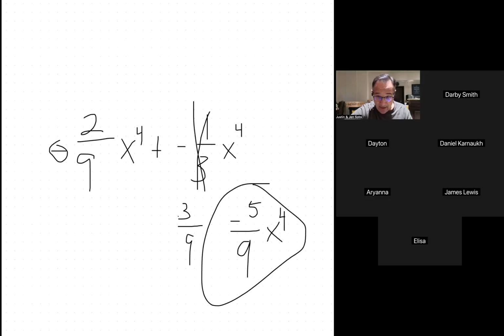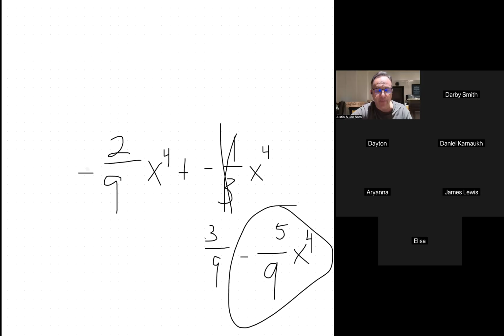The negative can be in the numerator, or mathematically speaking, it can also be outside. That's exactly the same thing. And even in this situation here, you could write this, if it helped you see it, as a negative 2 plus a negative 3. Negative 2 plus a negative 3 is a negative 5. Negative 5 over 9x to the fourth power. Does that clarify things a little bit for you?